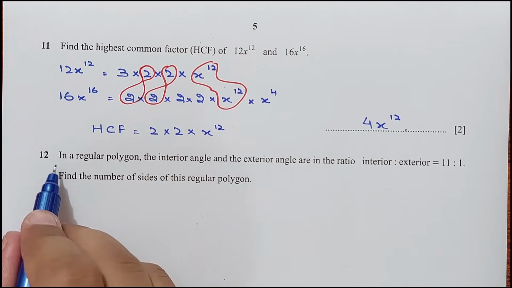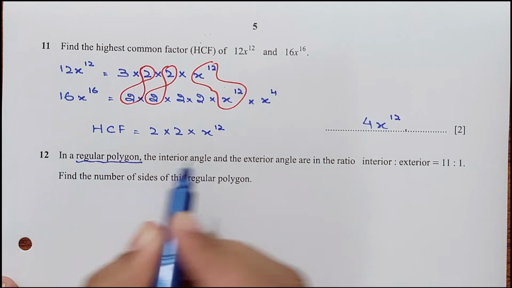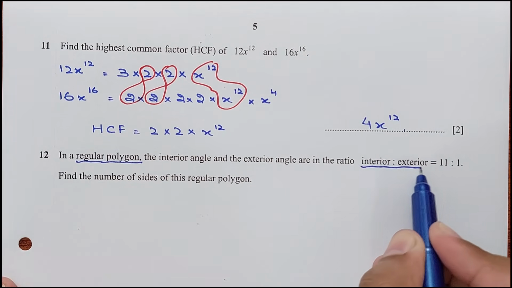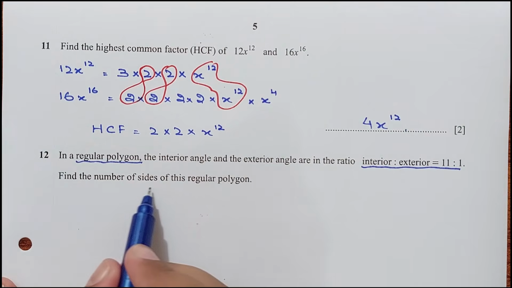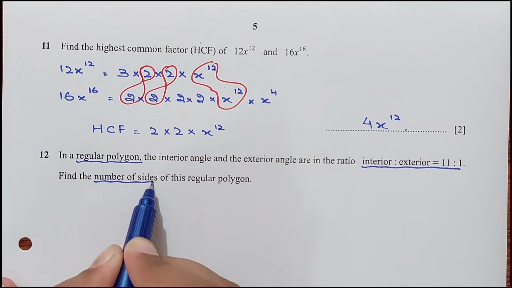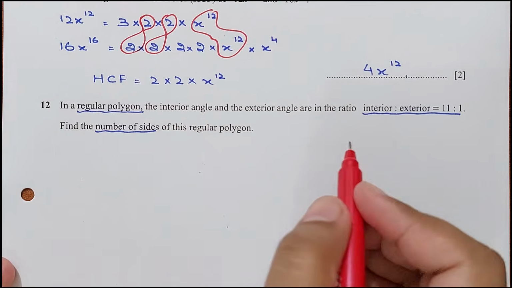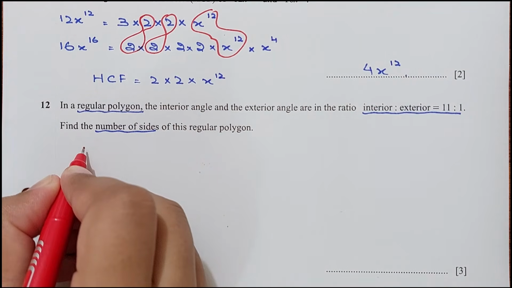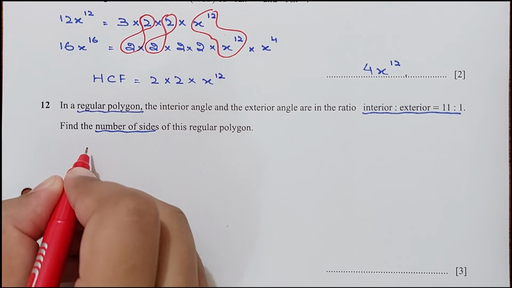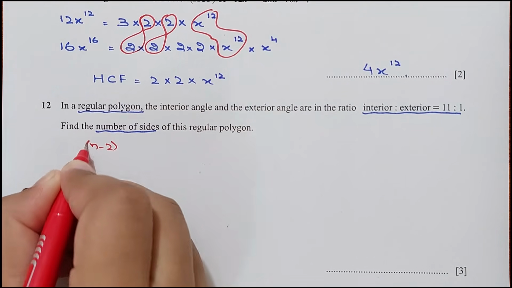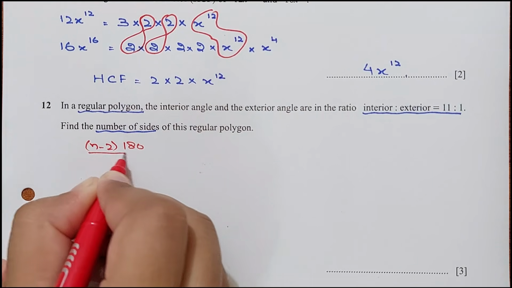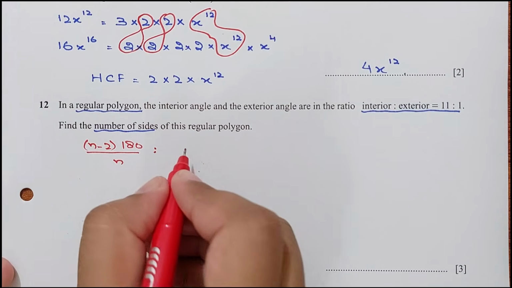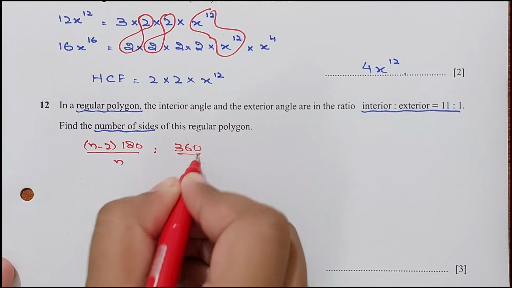Now for question number 12. The polygon is regular, and the interior angle and the exterior angle are in the ratio interior to exterior of 11 to 1. Find the number of sides of this regular polygon. So we have to use the formulas for interior and exterior angles. The measure of each interior angle of a polygon is (n minus 2) times 180 divided by n. The measure of each exterior angle is 360 over n.